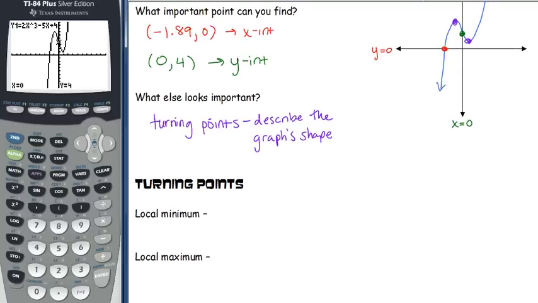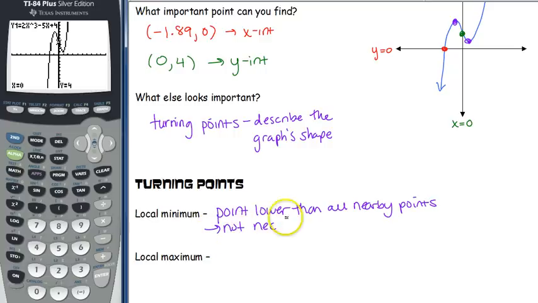And you can have local mins and local maxes. You can also have absolute mins and absolute maxes, which we'll talk about later. But our local min is the point lower than all nearby points. But just remember, this is not necessarily the absolute min.